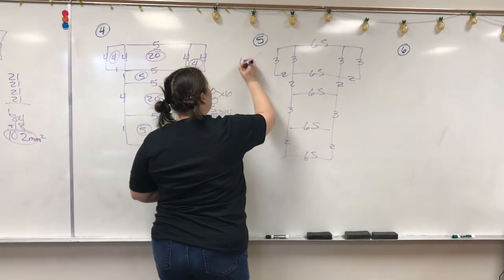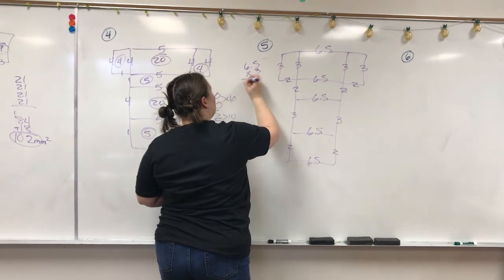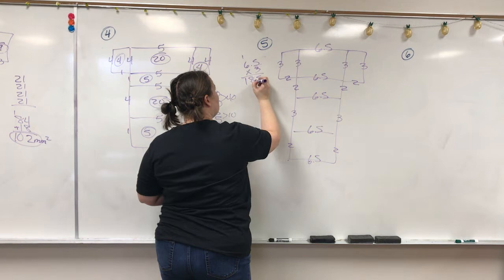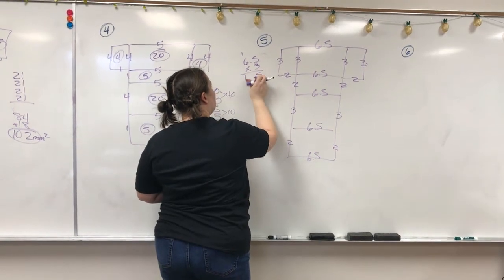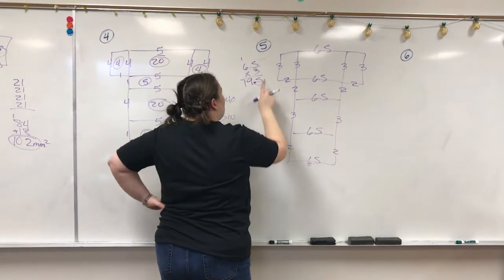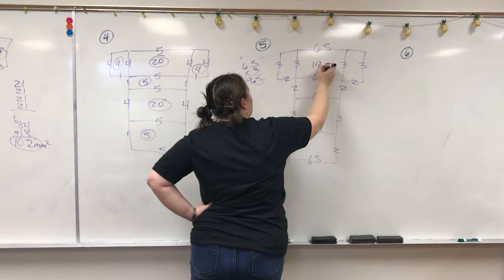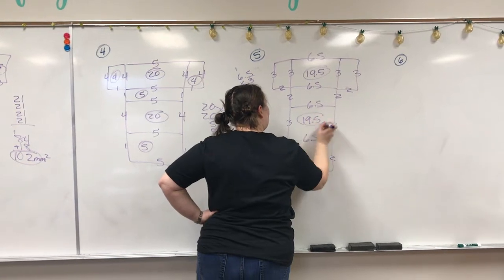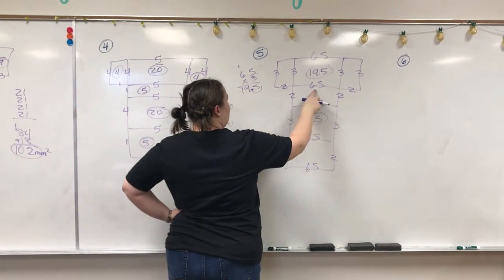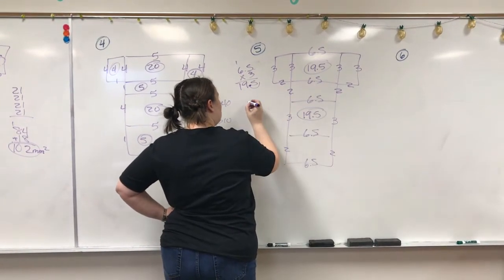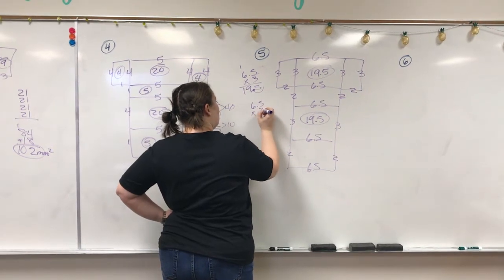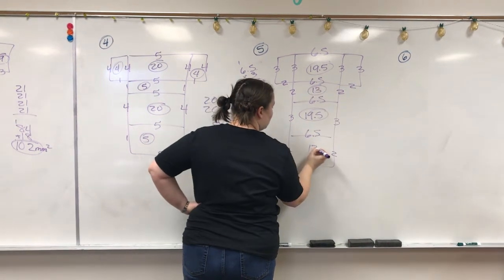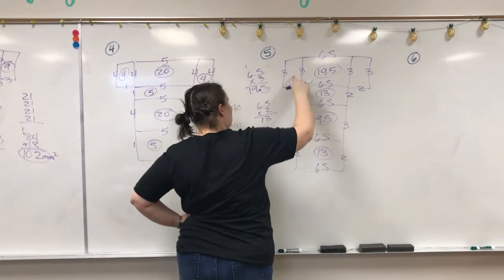6.5 times 3. With 1 decimal place. Oh, 19. 1 decimal place, this is 19.5. It has a partner of 19.5. Now we need to do 6.5 times 2. It's 13. And its partner is 13. And then you need to do the wings.